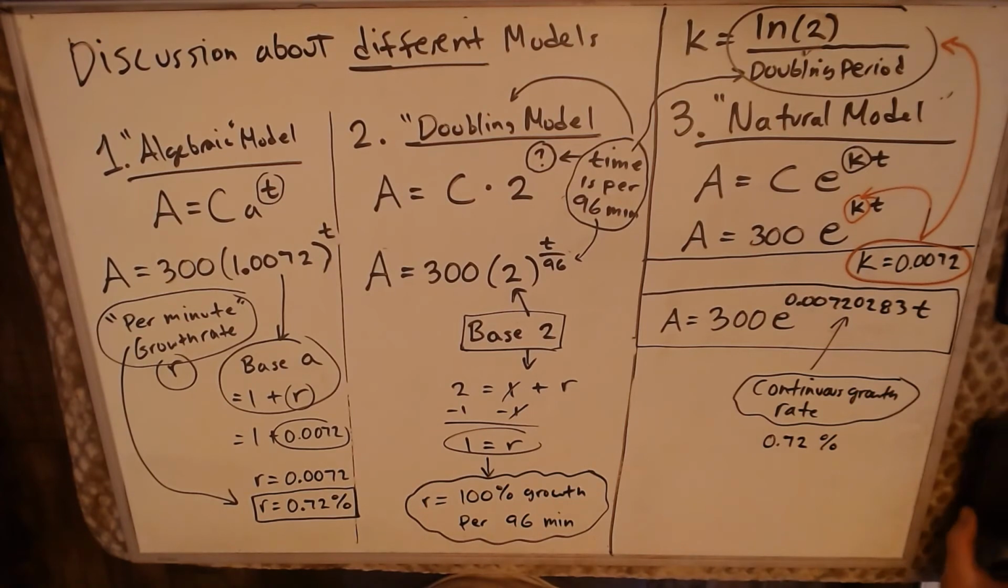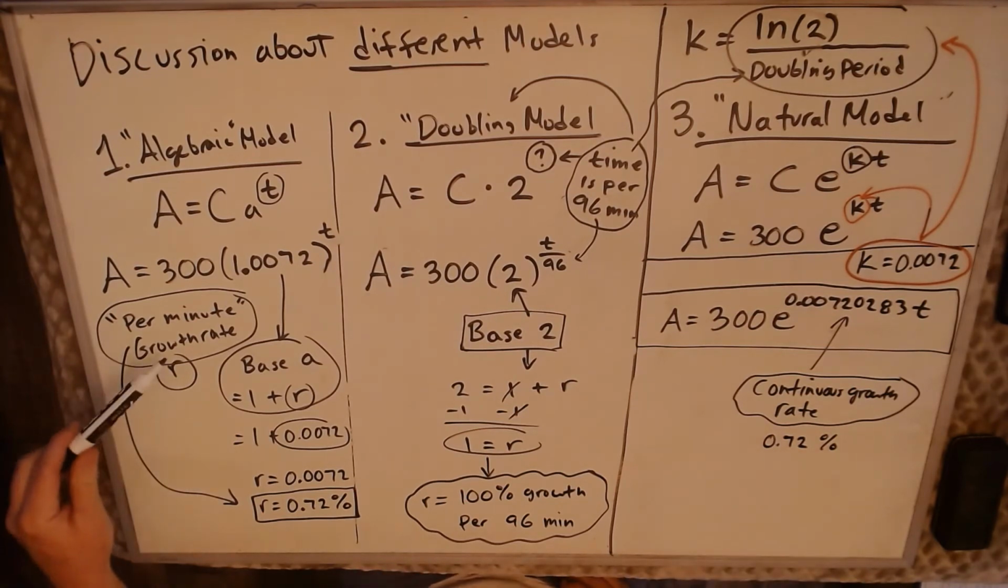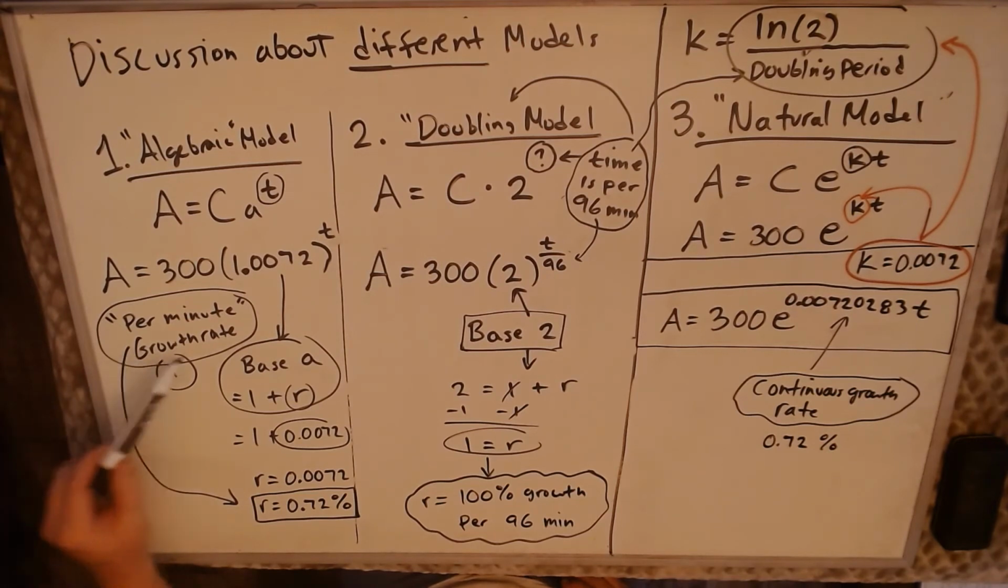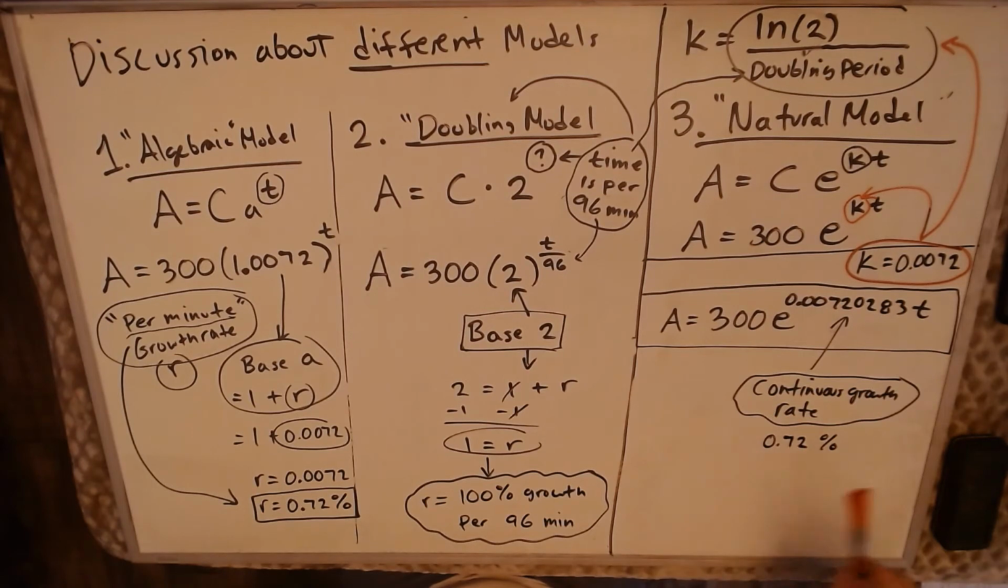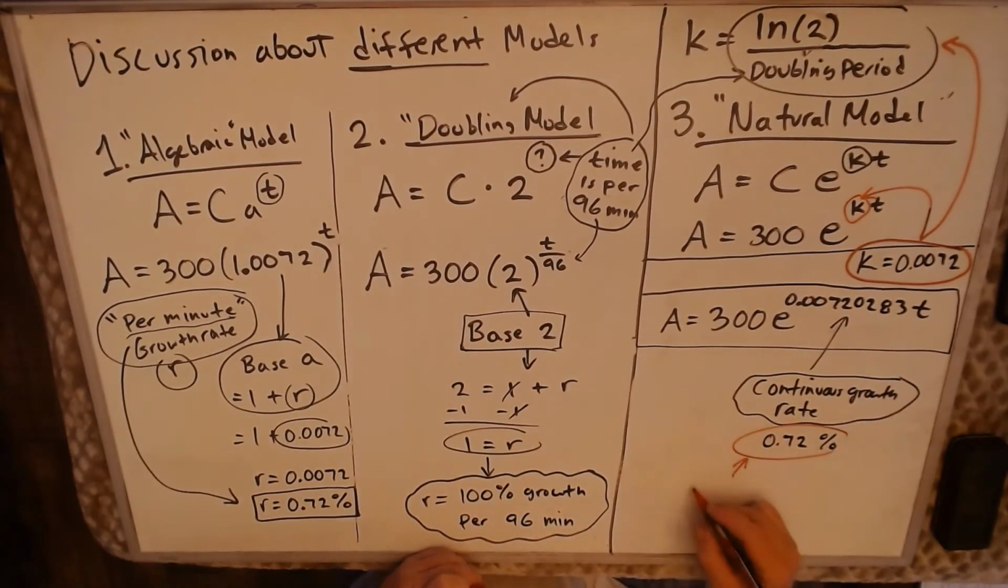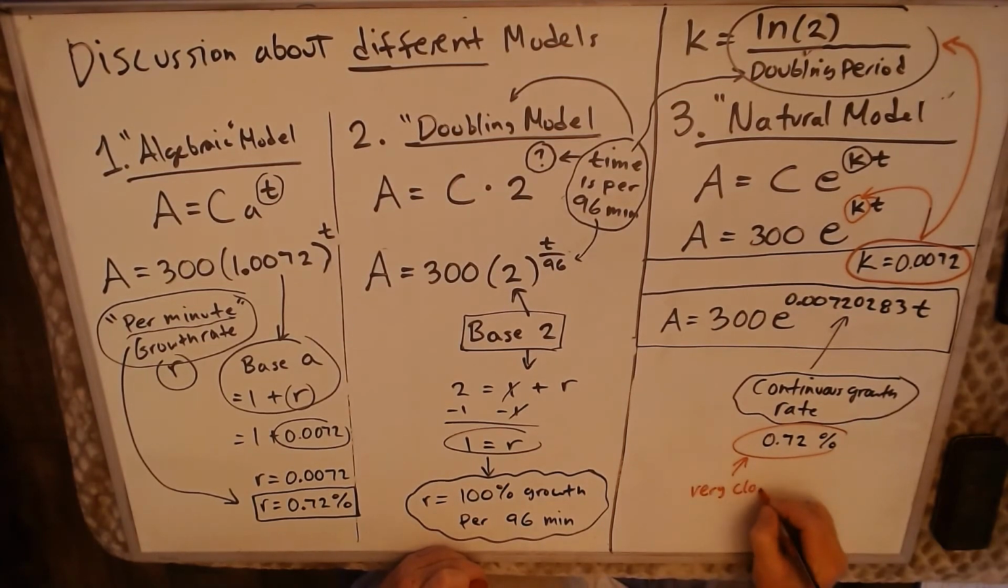That's because a minute is not a very long period of time. So if you were to measure something every minute, its growth rate is very close to continuous. If I were measuring this every hour or every day or even every year, then these rates would differ greatly. But because a minute is a small amount of time, it's very close to the per minute rate.